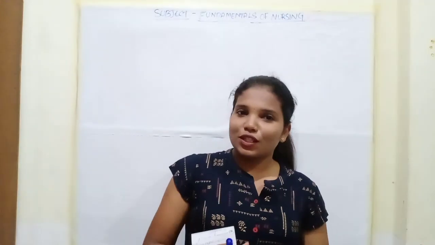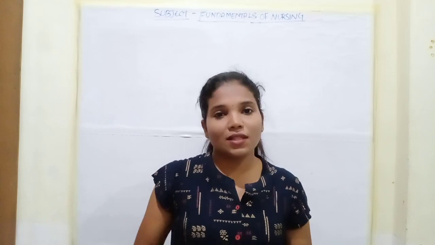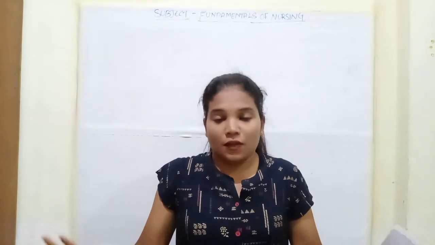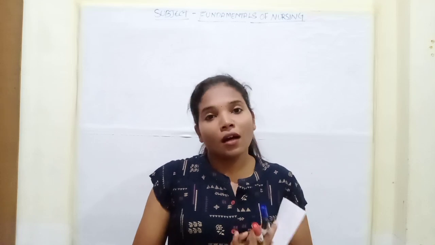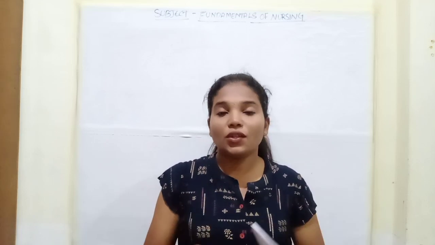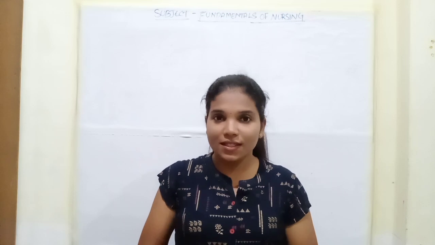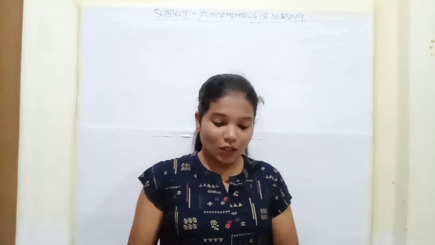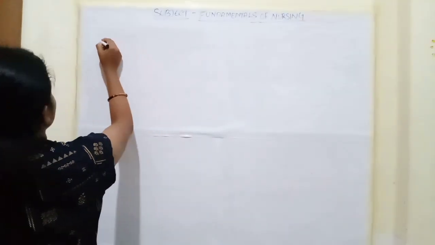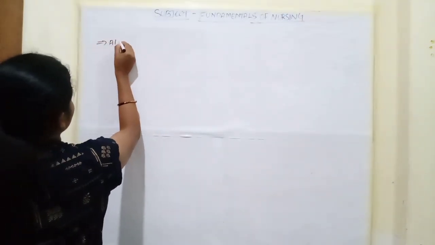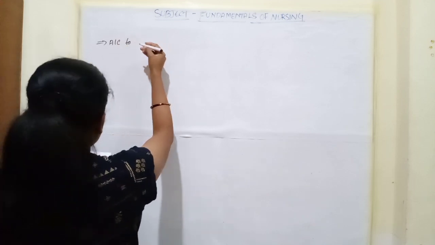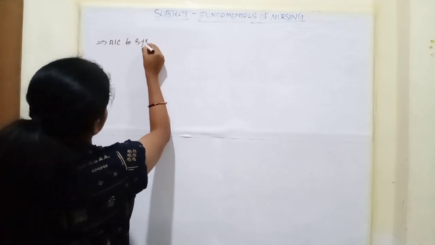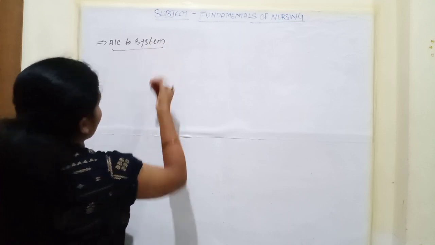Next we are going to study the classification according to system. What do you mean by system? System means the different kinds of hospitals we can see in our surroundings. You can see allopathy hospitals, Ayurvedic, Unani, and Homeo hospitals. According to that system we can classify the hospitals. Okay, let's see one by one.